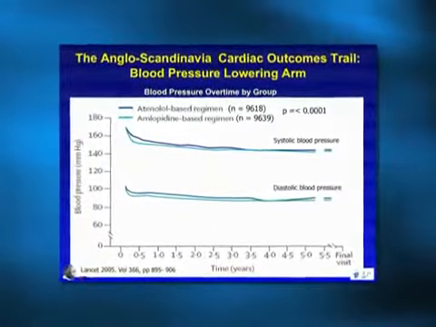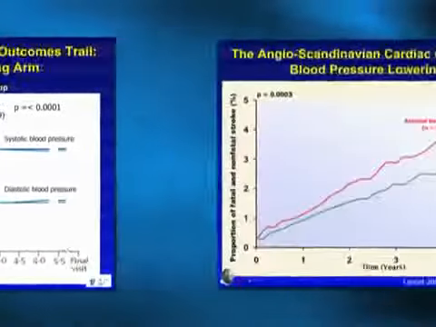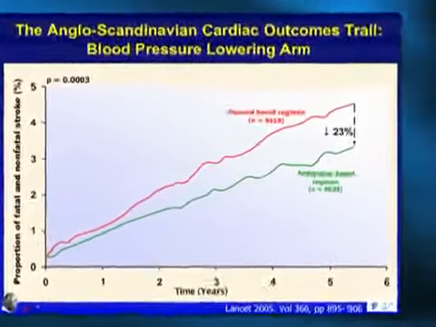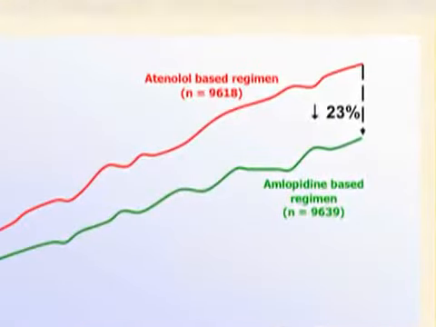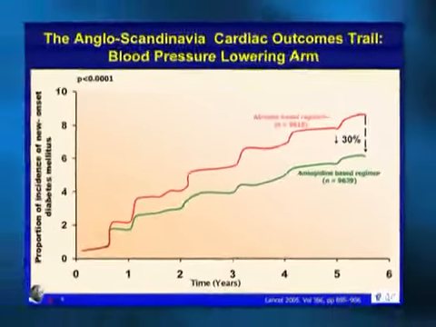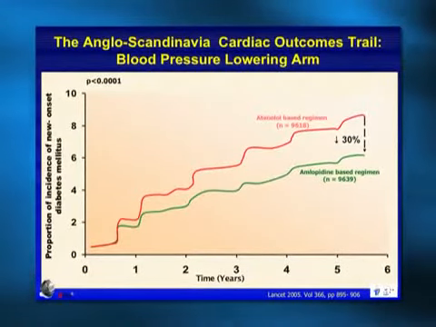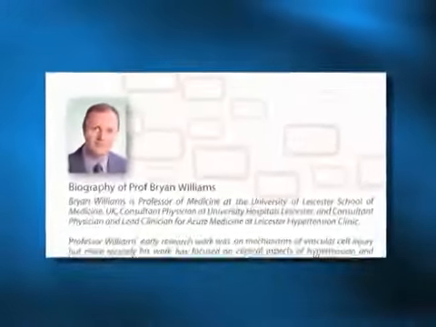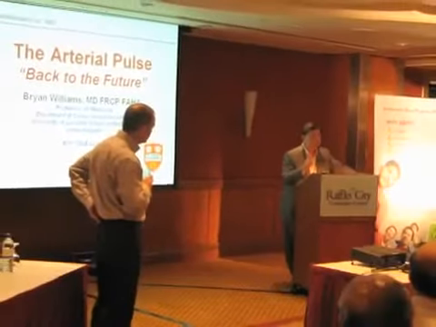But at the end of 5 years, the group that was treated with a certain drug, beta blockers, had 23% more stroke and 30% more diabetes as compared to the second group. There was nothing you could find to tell the two apart if you looked at the statistics on the surface, until Professor Brian Williams, who is the author of CAFE, showed this was true. The central pressure is the one that you have to monitor, not the brachial pressure.